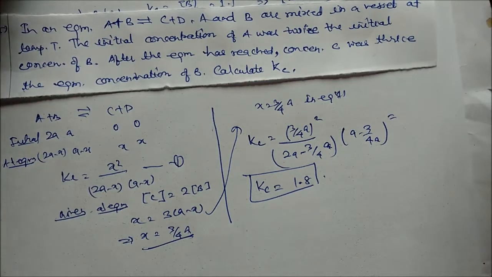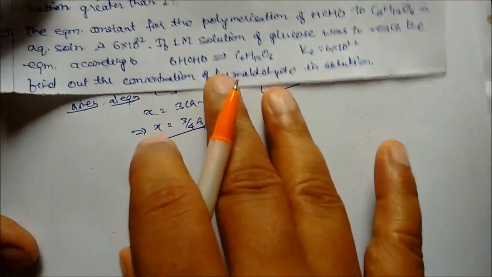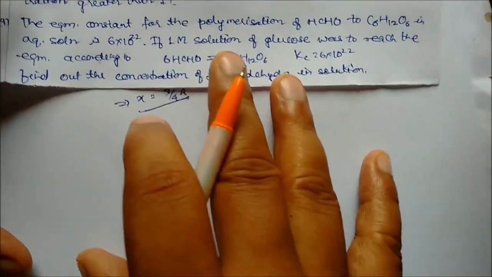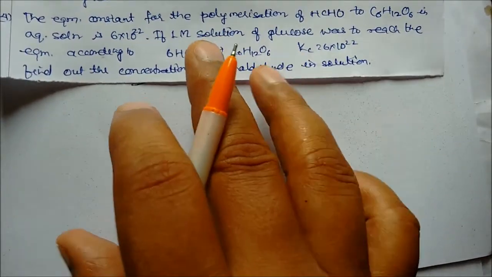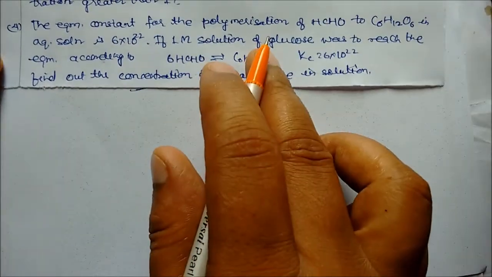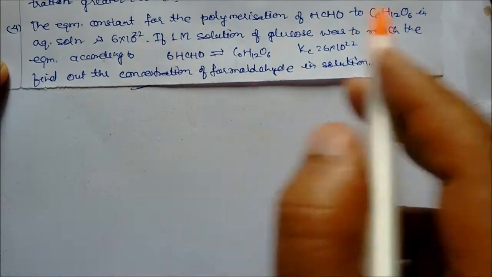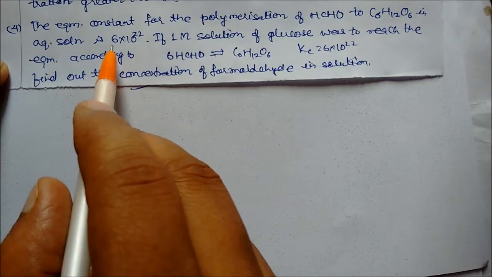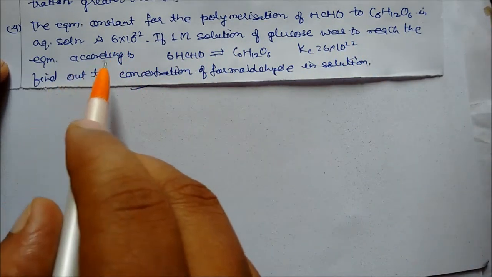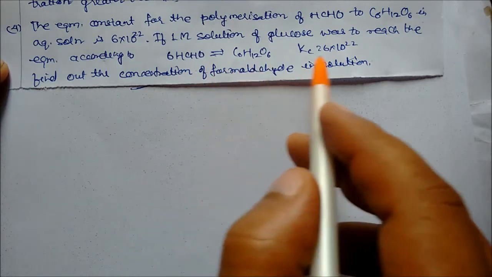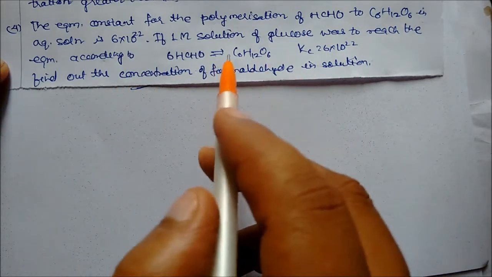So one more question. The equilibrium constant for the polymerization of formaldehyde to glucose in aqueous solution is 6 into 10 to the power minus 22. If a 1 molar solution of glucose was to reach equilibrium with formaldehyde, this is given. Find out the concentration of formaldehyde in solution.